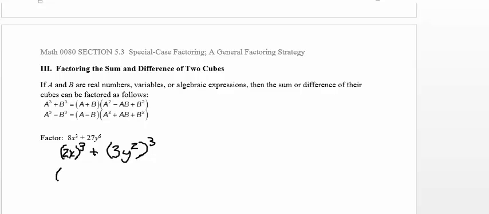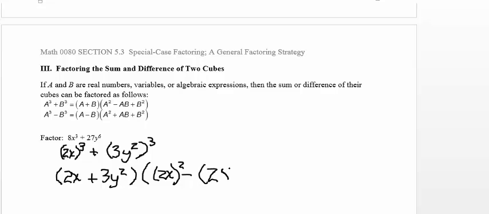So according to the formula above, this is a plus b, 2x plus 3y squared, times the square of a, so the square of 2x, minus a, 2x, times b, 3y squared, plus the square of b.